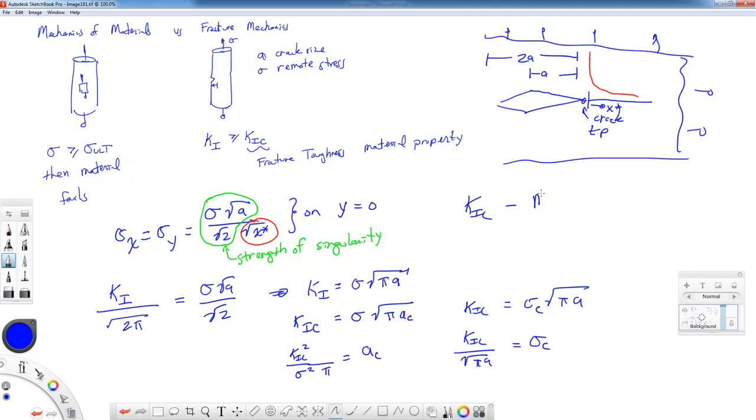It has units like megapascals, square root meters, or megapascals, square root millimeters, or KSI, square root inches. And whenever you look up K1C values, you have to be very careful in what unit system they're using for that, and you have to be careful when you convert from one unit system to another. Okay, so again, K1C is the fracture toughness, K1 is the stress intensity factor. So let's write that on here as well.